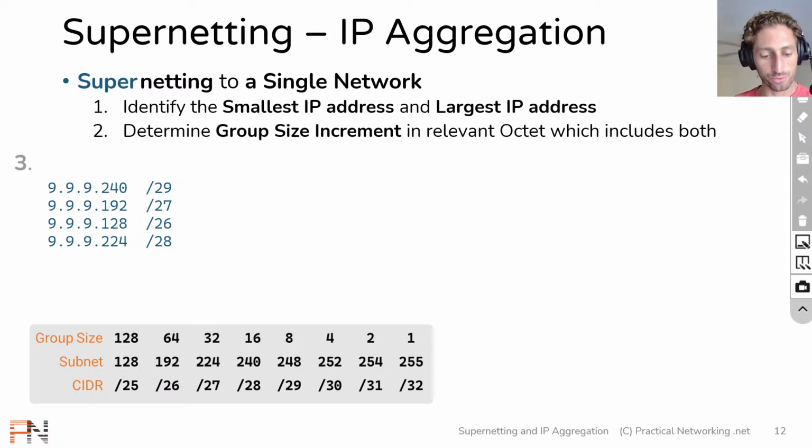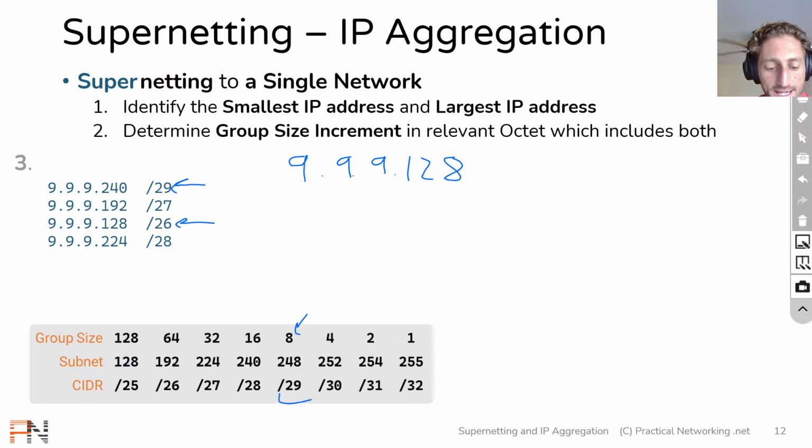So for this particular example, looks like our smallest IP address is going to be this guy right here, which means we are going to start at 9.9.9.128. And then the largest IP address will be the broadcast IP address of that subnet right there. A /29 is an increment of 8. So if we add 8 to this guy, 240, we would get 248. That's the next network. To solve for the broadcast, we do -1, which means that the largest IP address, or the broadcast IP address of this /29, is going to be 9.9.9.247.